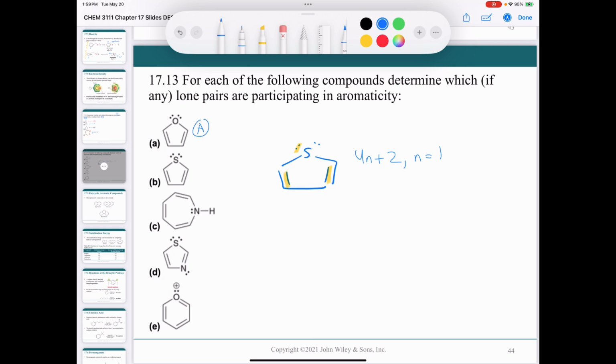Now, the next compound, we call this thiophene. One of the lone pairs occupies a p orbital, again, thereby rendering the compound aromatic because it has a total of 6 pi electrons. The other lone pair would occupy an sp2 hybrid orbital in the plane of the ring, extending away from the ring. So again, this compound would also be aromatic.